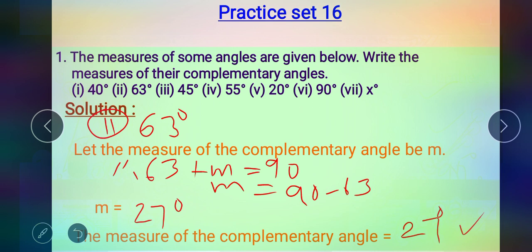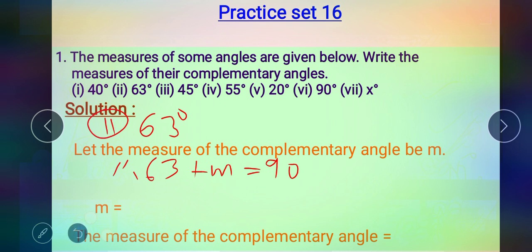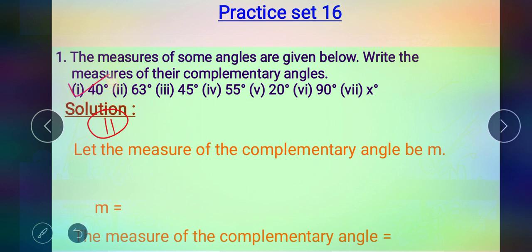We have done the first one and the second one. Now I'll do the sixth one. When you do the sixth one over here, it is given as 90 degrees, and now we have to find the measure of the complementary angle.